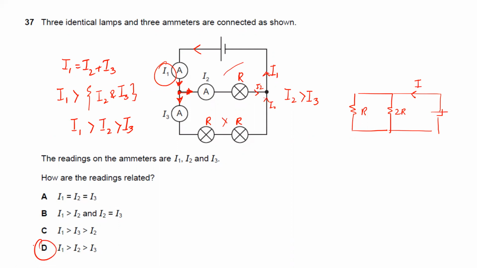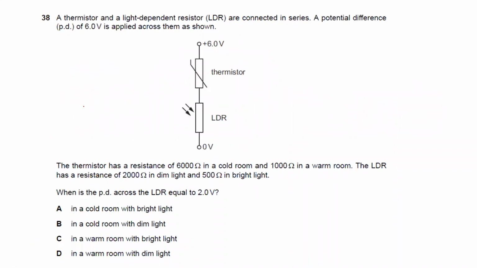Okay. Then question number 38. It says a thermistor and a light dependent resistor are connected in series. The potential difference, PD, of 6 volts is applied across them as shown. Okay, so 6 volts is the potential difference across there. The thermistor has a resistance of 600 ohms.